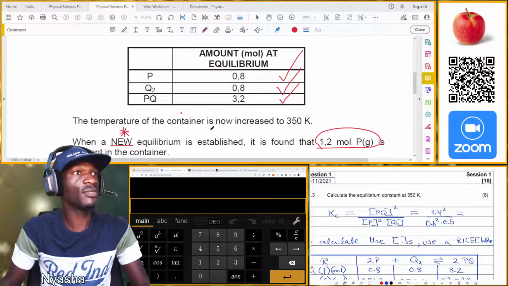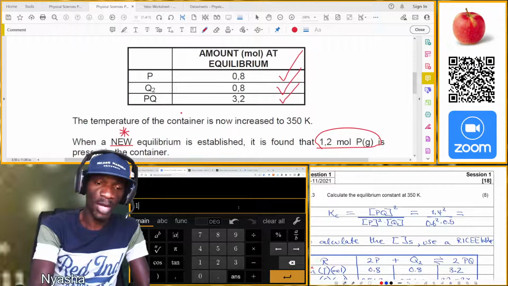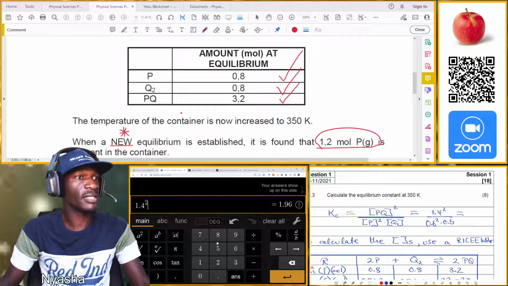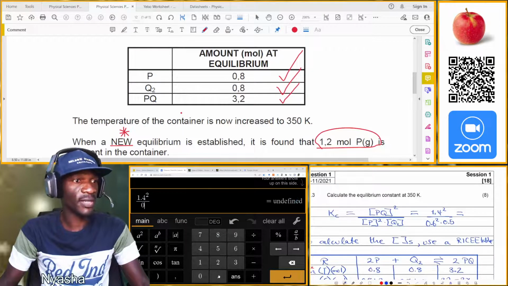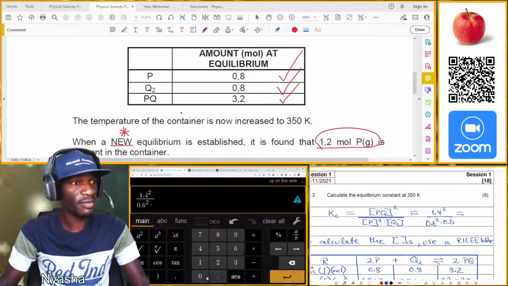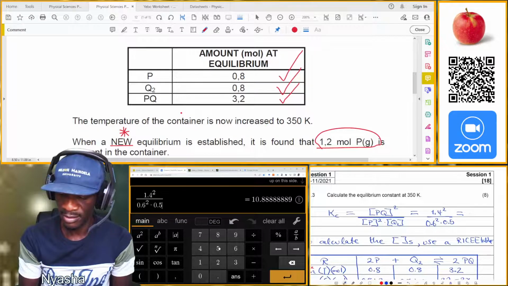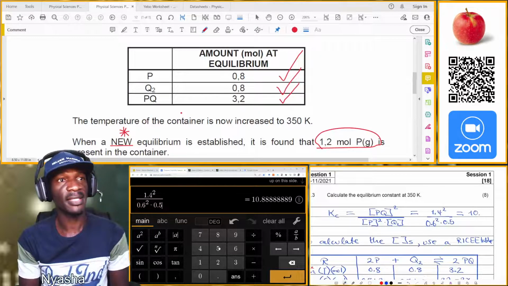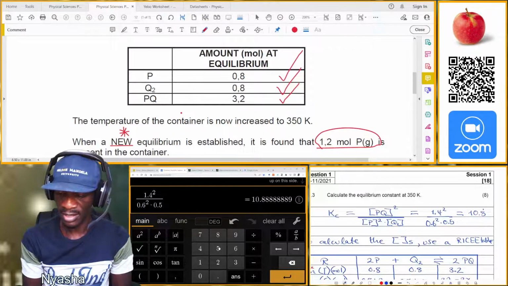Let's just punch in the values so that we can see the outcome. Right, we have 1.4 that is squared, and then we want to divide this by 0.6 squared, then we will multiply this by 0.5. So we are getting 10.888. So that's 10.8 recurring, which we can say, or we can approximate.